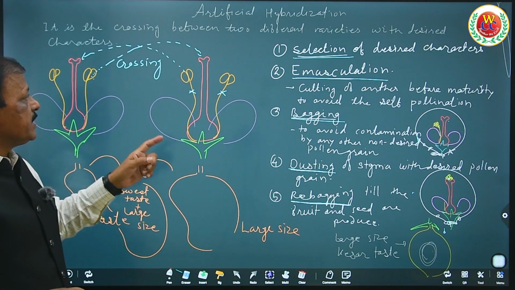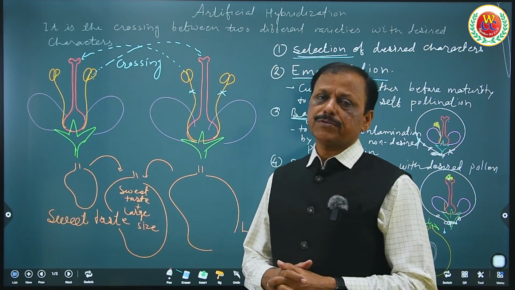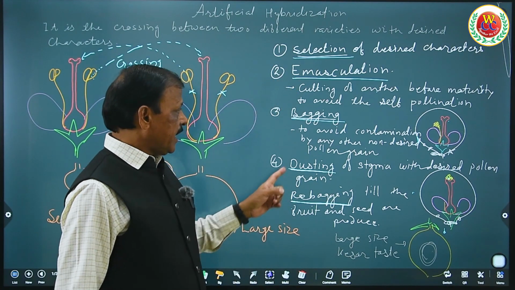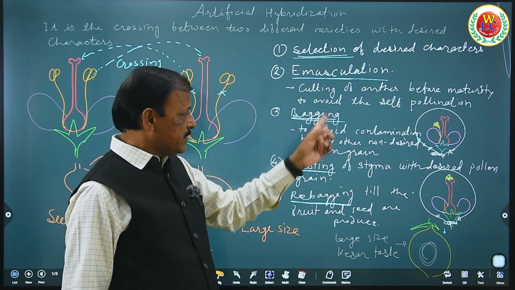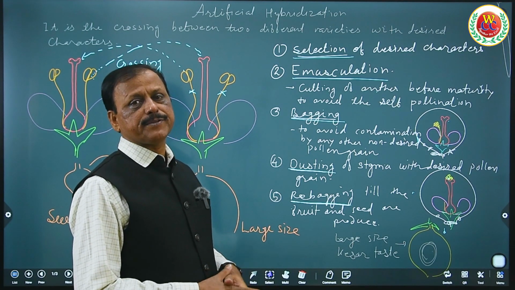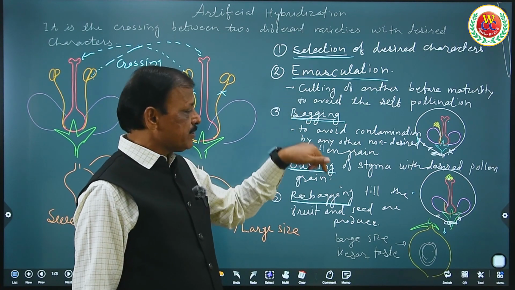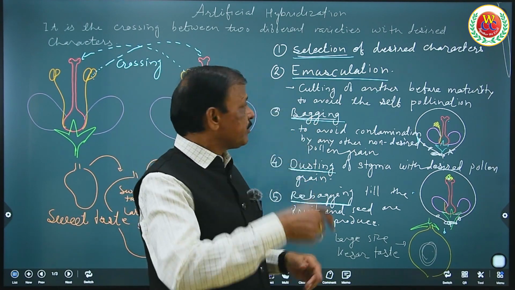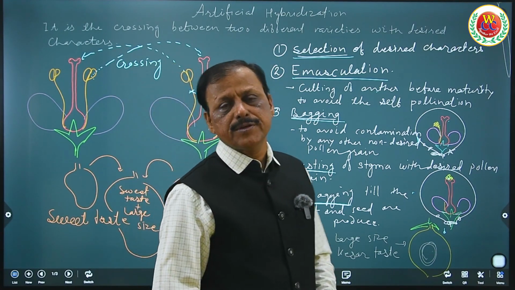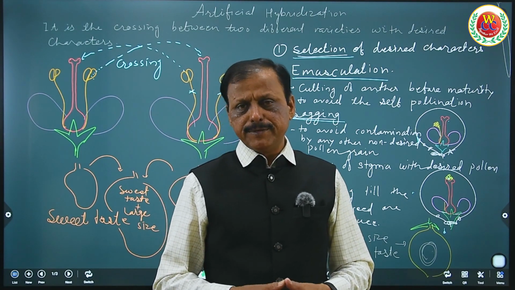I hope you did understand what is artificial fertilization. A question can be asked, write a short note on artificial fertilization, or in NEET a question can be asked, arrange the sequence, arrange all these events according to the sequence of the process of artificial fertilization. This can be reshuffled. Dusting can be given before, emasculation can be given later, and we have to arrange that according to the sequence of the process of artificial fertilization. And the question can be discussed.